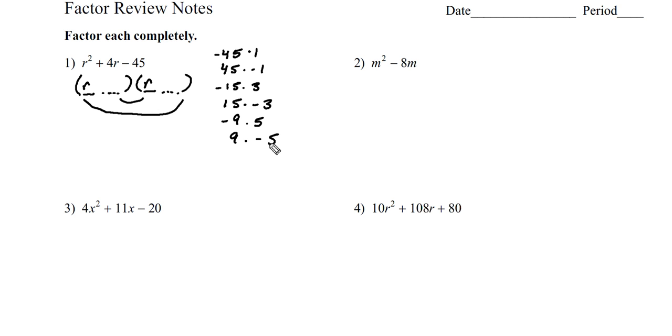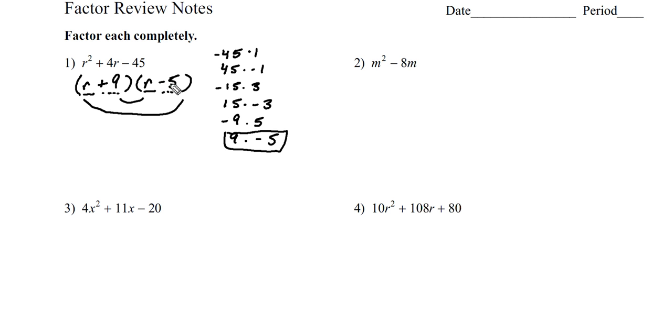We're looking for the set that adds up to be 4. When we scroll down this list, the pair that adds up to be positive 4 would be 9 and negative 5. So we'd have positive 9 and negative 5 there, and we could double check that by using FOIL, by distributing those terms.